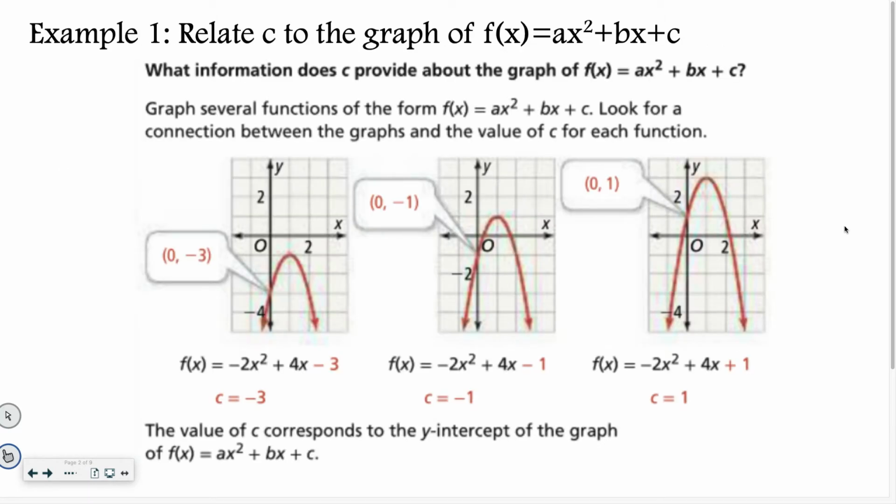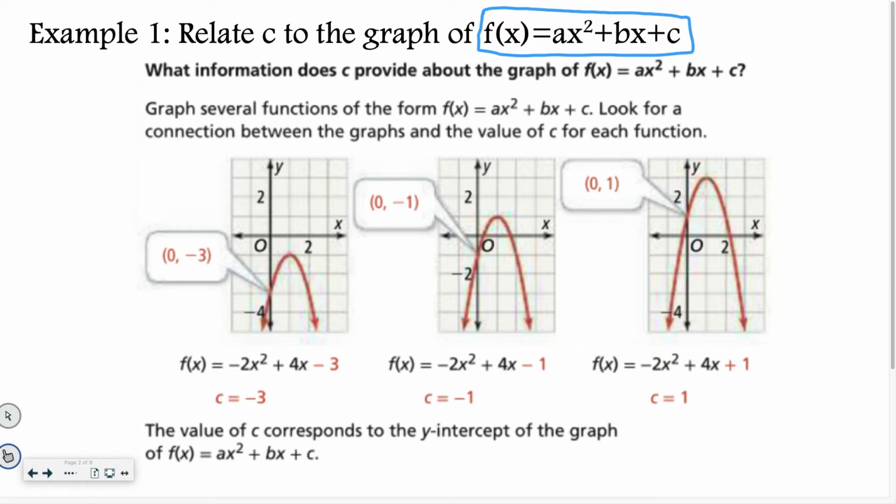Relate c to the graph of f of x equals ax squared plus bx plus c. So first of all, standard form is this right here. Standard form is f of x equals a times x squared plus b times x plus c. Okay? And looking at that form, you can see it's a little different than vertex form yesterday. Vertex form in our last lesson, remember we talked about how it was a times x minus h squared plus k. So you can see it looks quite a bit different, but it ends up graphing the same type of graph. It forms a quadratic, a parabola.